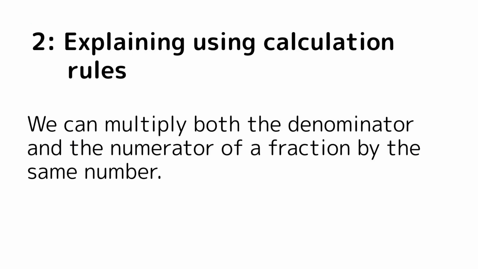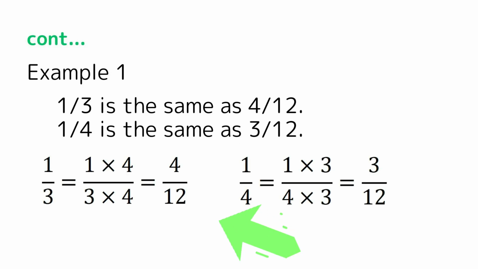Section 2. Explaining using calculation rules. The following calculation rule can be applied to fractions. We can multiply both the denominator and the numerator of a fraction by the same number. So we can understand that the following equations are correct. 1 over 3 equals 1 times 4 over 3 times 4 equals 4 over 12. 1 over 4 equals 1 times 3 over 4 times 3 equals 3 over 12.